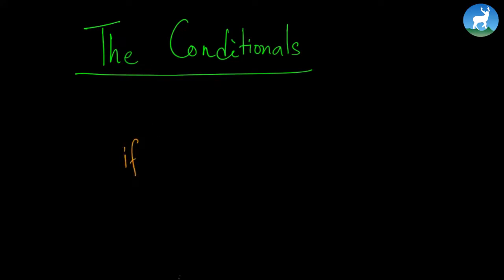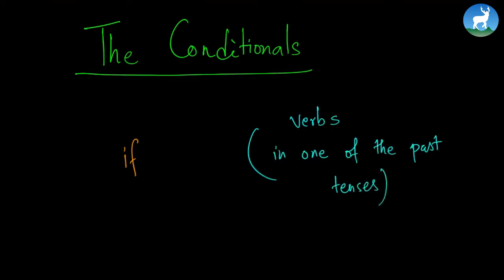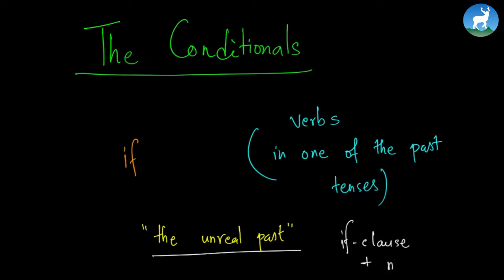Many conditional forms in English are used in sentences that include verbs in one of the past tenses. This usage is referred to as the unreal past, because we use a past tense but we are not actually referring to something that happened in the past. There are 5 main ways of constructing conditional sentences in English. In all cases, these sentences are made up of an if clause and a main clause. In many negative conditional sentences, there is an equivalent sentence construction using unless.